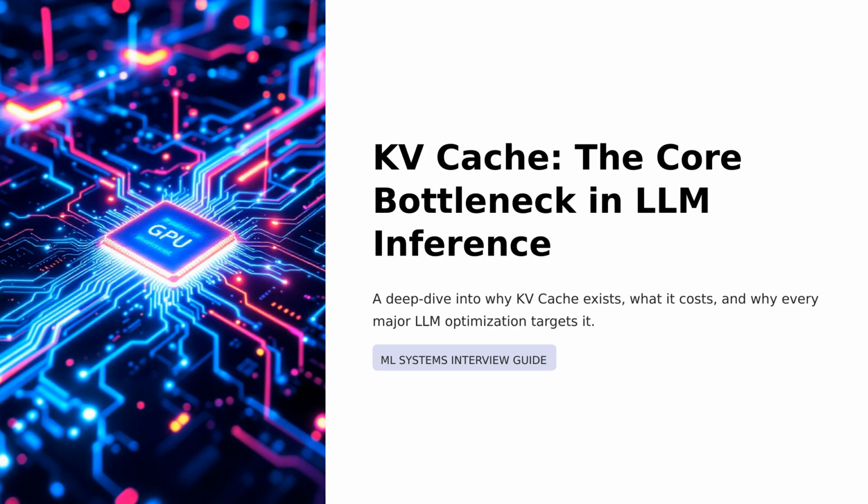Welcome to our session on KVcache, a central bottleneck in large language model inference. Today, we'll explore why the KVcache is crucial, the costs associated with it, and why optimizing it is a primary focus for all major LLM advancements. This deep dive is part of our ML Systems Interview Guide, aimed at helping you understand the complexities and optimizations in modern machine learning systems.